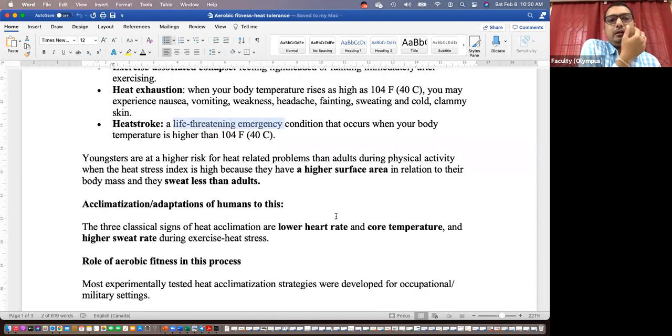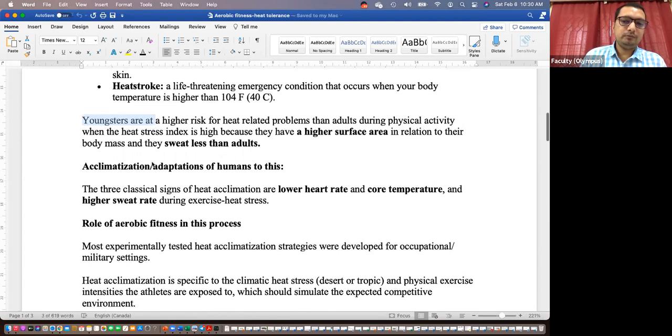And this seems to have a varying effect on different age groups as well. Youngsters seem to have higher risk because they have more surface area, and because of physical activity, they can be more affected than the elderly people. Also, the amount of sweat that they produce seems to be comparatively less compared to adults, as per a few studies. So what do we need to do?